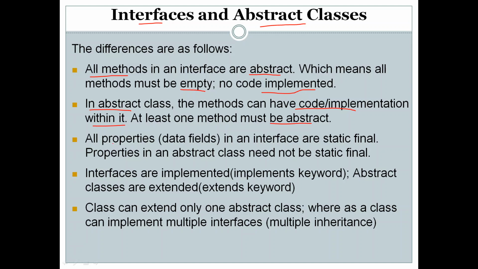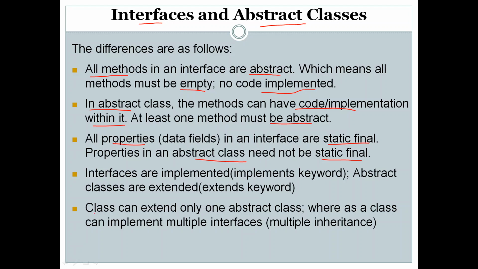All properties in an interface are static final. All the data fields, or you can say variables, in an interface are static final, meaning all are constants. In an abstract class they need not be static final. In the case of an abstract class, the data fields, that is variables, need not be static final. It is not compulsory to have static final variables in abstract classes.